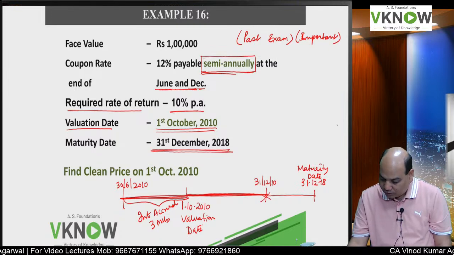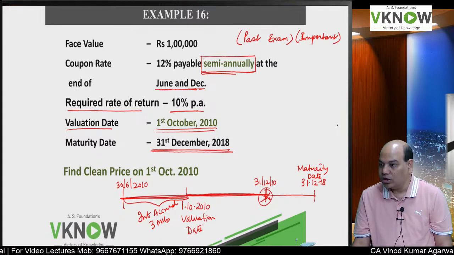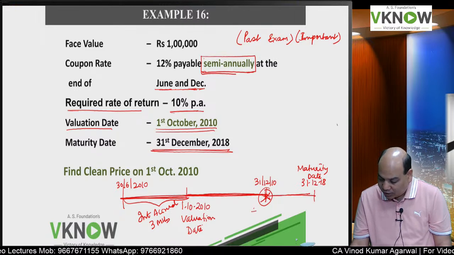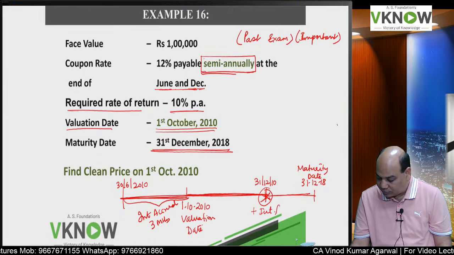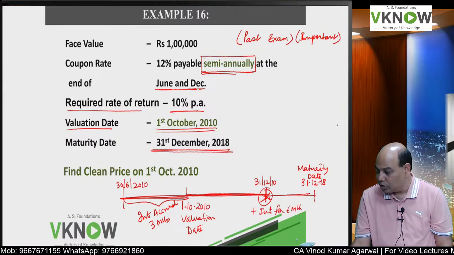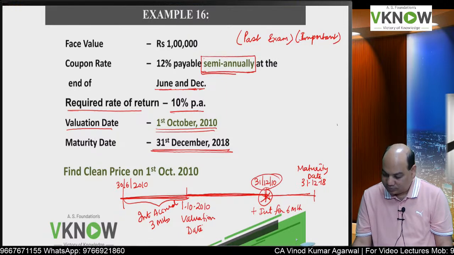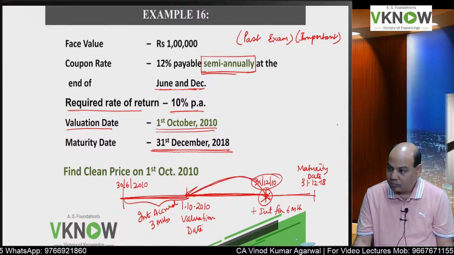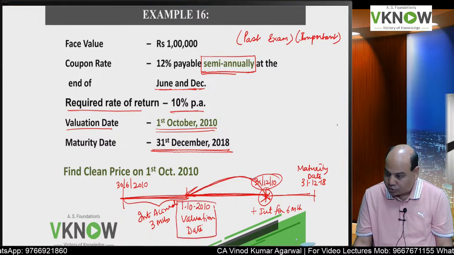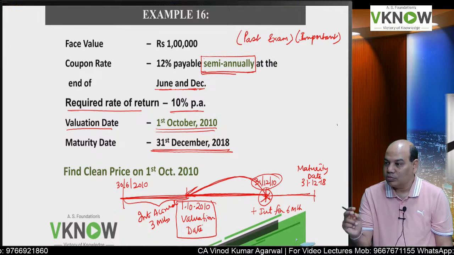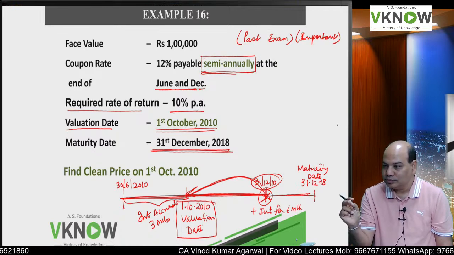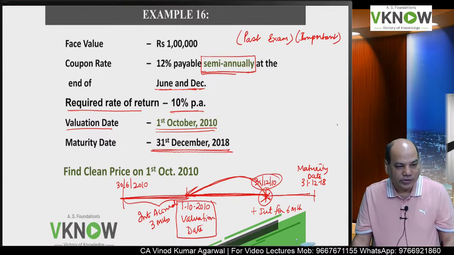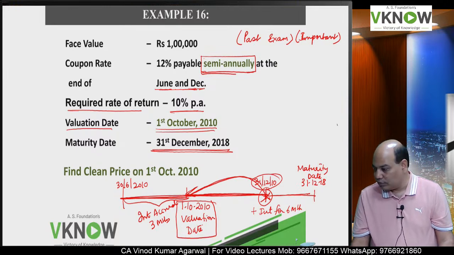So what we'll do? First we'll calculate the value of the bond on the next interest payment date. Okay. Then you will add the interest for 6 months. That will give you the dirty price on 31st December. Then calculate the present value here. That will give you the dirty price on 1st October. Then you deduct the interest accrued, and that will give you the clean price on 1st October 2010. Is it right? So that way we will solve.